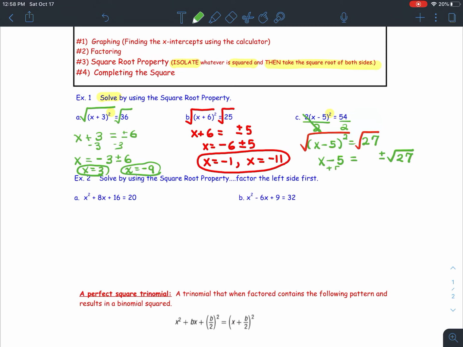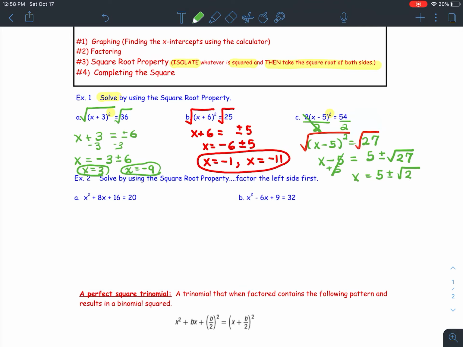Now I do want to get this x by itself though. So I'm going to add 5. It's always a good idea to kind of squeeze. You notice I left some space here. When you bring the 5 over, it's a good idea to put that number you're bringing over in front of the plus or minus.